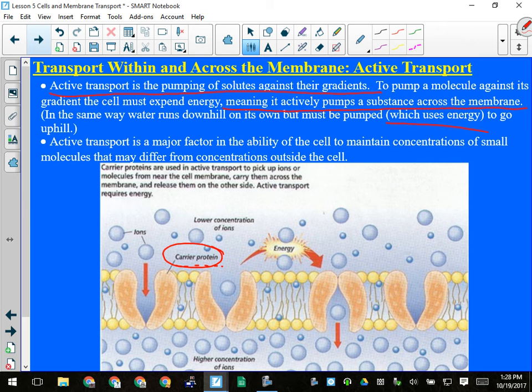So don't forget this carrier protein part here. That's the thing that's actually responsible for the pumping of the ions across.